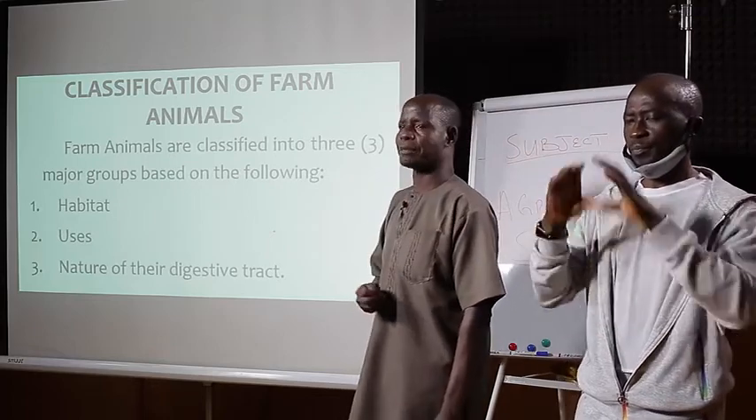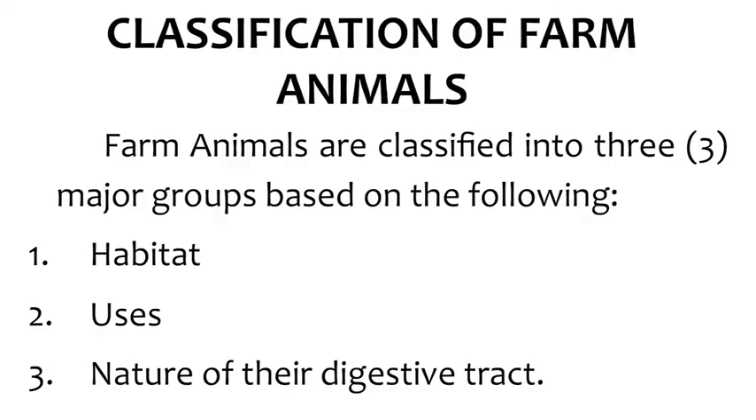Classification of farm animals. Farm animals are classified into three major groups based on the following. One, based on habitats. Two, based on the uses of those animals. And three, nature of their digestive tract.